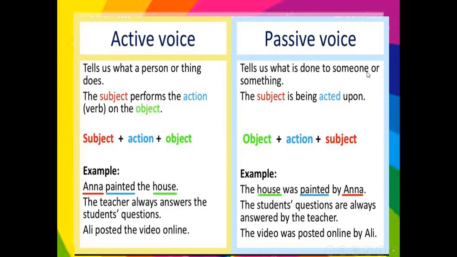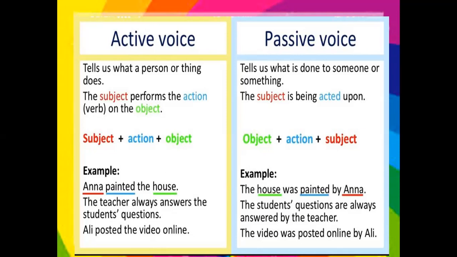So in the passive voice, it tells us what is done to someone. In passive sentences, it tells us what was done to something, what happened to a certain thing, what action was done to it. But it didn't tell us who did it. So the subject is being acted upon. Maybe the subject is not important. He wanted us to focus on the action itself, on what happened.